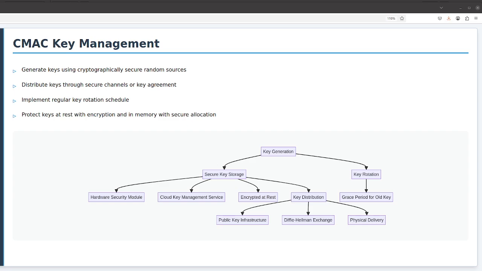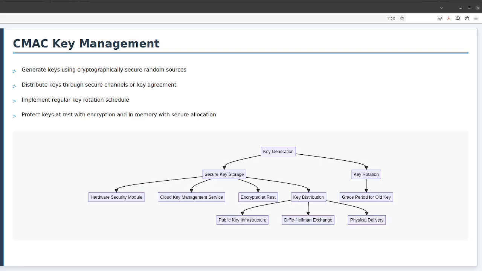In cloud environments, key management services like AWS KMS, Azure Key Vault, or Google Cloud KMS provide centralized key storage with access control policies. These services handle encryption of keys at rest, access logging, and key rotation. When using these services, your application code never sees the raw key material. Instead, you make API calls to perform CMAC operations.